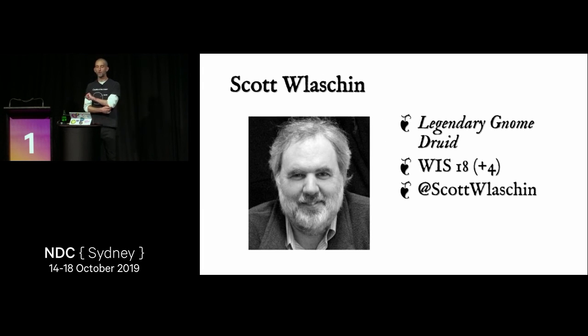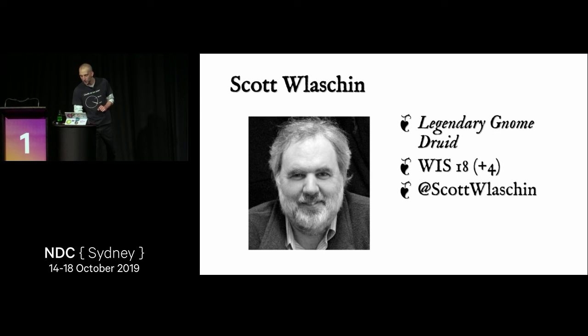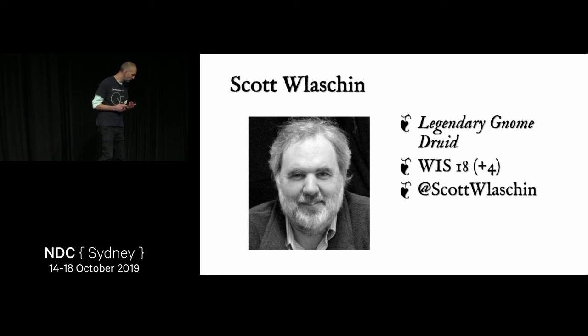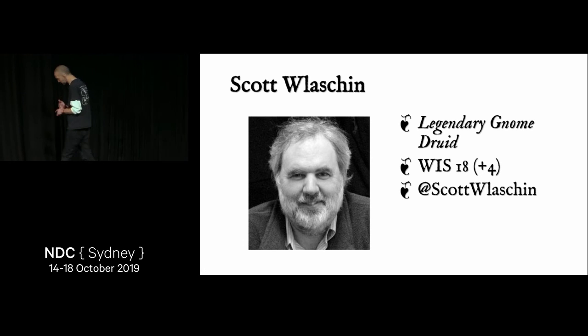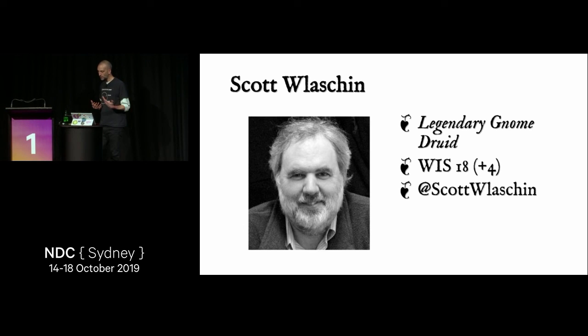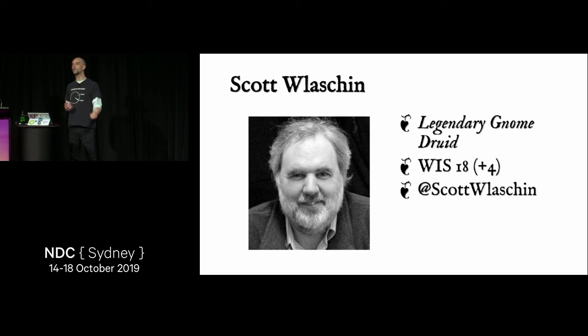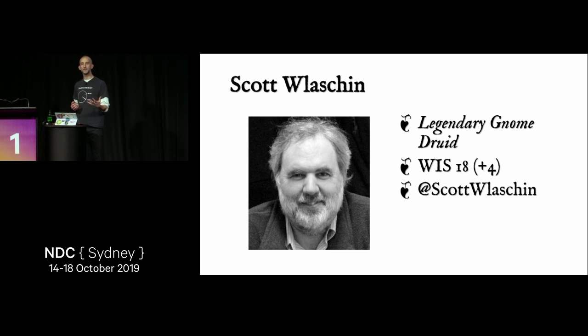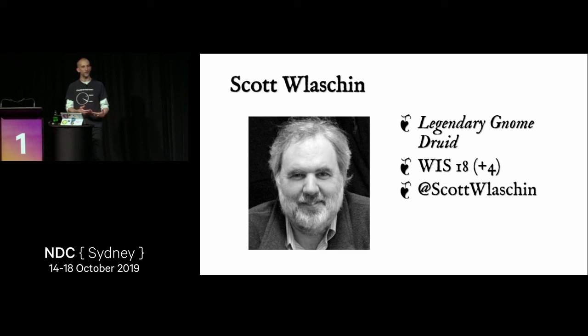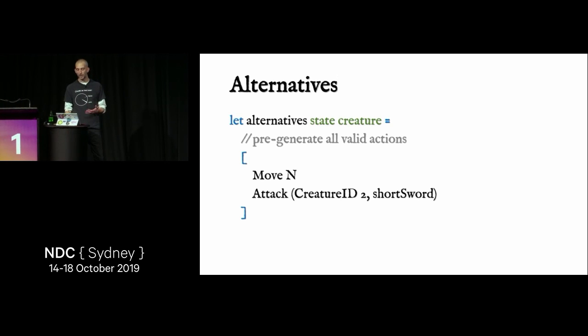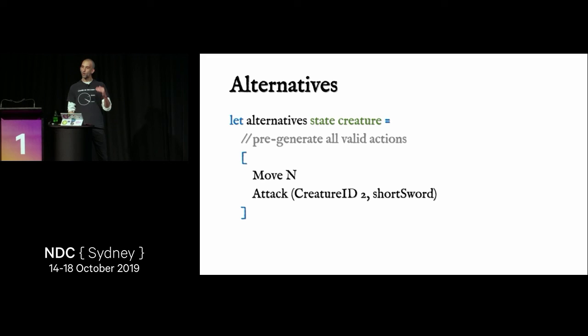And for that idea, I want to acknowledge another legendary creature, the legendary gnome druid Scott Wlaschin, very high wisdom. I also recommend checking what he does. In a talk a long time ago, I think called Enterprise Tic-Tac-Toe, he talked about something called capability modeling. It was in the context of security: you can make security hard, let people do everything and validate if they're allowed to do it, or you can make it easier by just giving people the rights to do the thing they're allowed to do. This is exactly what I'm doing here. I'm giving my creatures only the actions they can perform, so I don't need any validation.